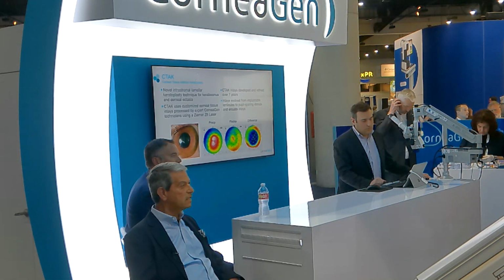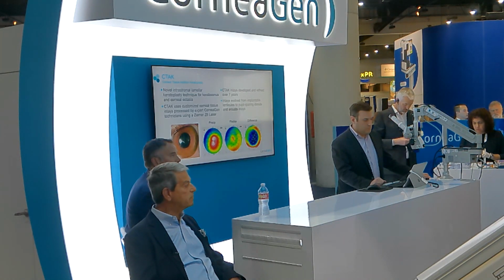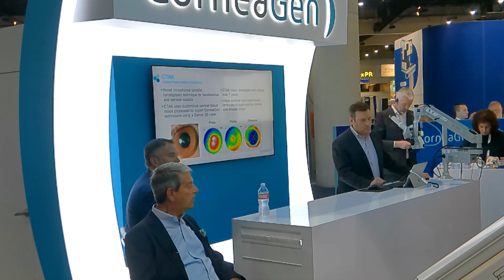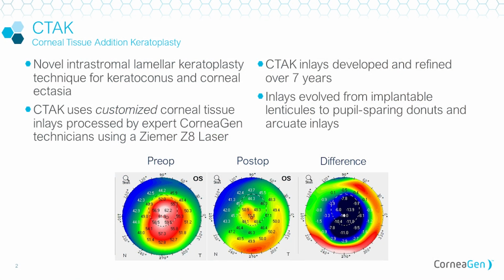Through different iterations in our clinical trials, it has evolved from implantation of shaped lenticles to pupil-sparing donuts and an arc. So it really is what we consider to be a new intrastromal lamellar keratoplasty technique. One of the exciting things about it is that it uses a customized corneal tissue, which has given us really very good results. And I've been very interested in keratoconus.